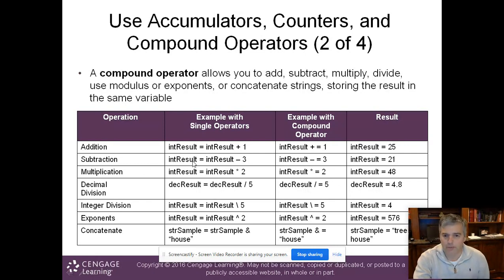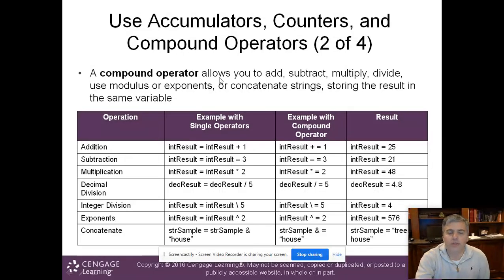All right, so the next thing that we'll introduce, and this is something that you're going to see in a lot of programming languages, is compound operators. All compound operators are is a shorthand way of writing things. In your loops, you're going to be adding things to your accumulators and adding things to your counters. The way you would write that is int result equals int result plus 1. So for your counter, you just add 1 every time through. Another shorthand way to write that is int result plus equals 1.